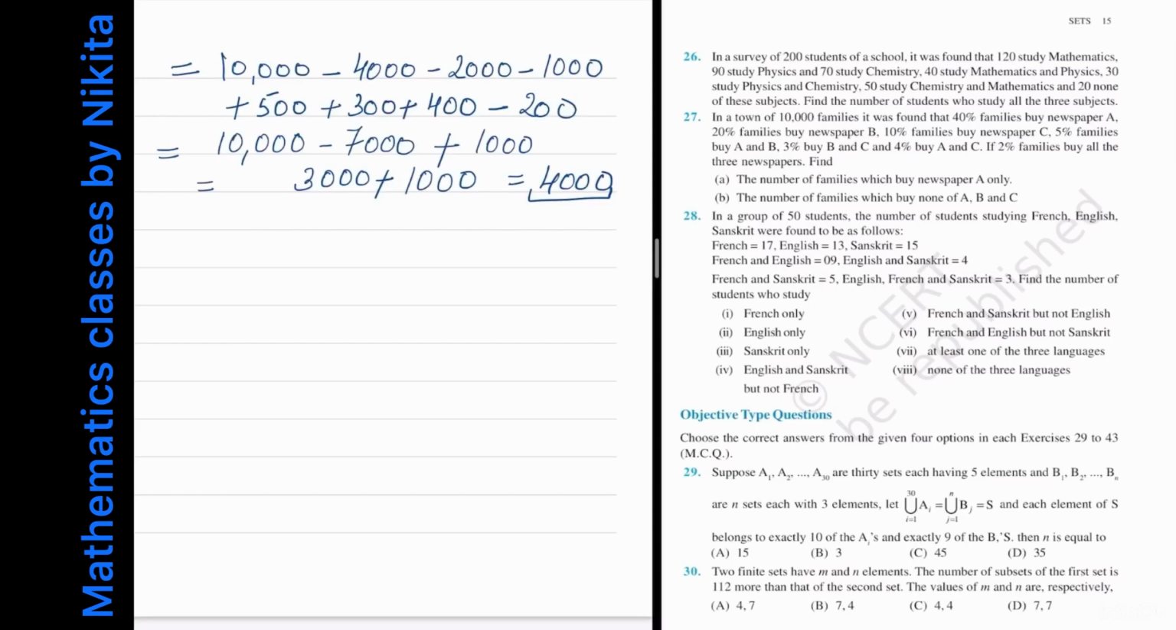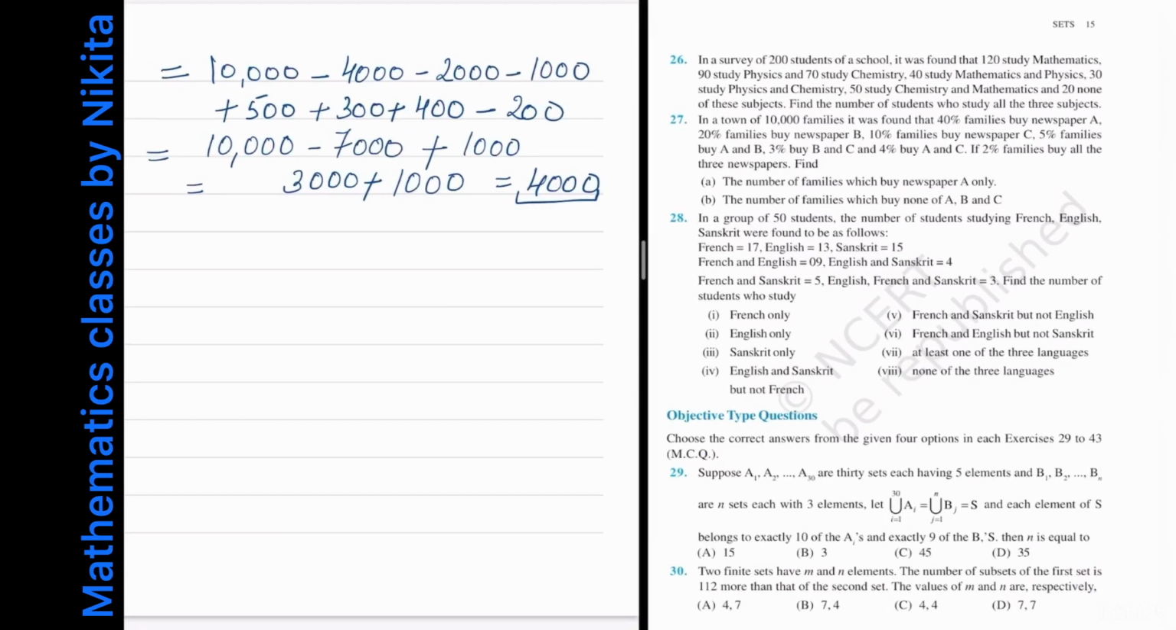Okay, now let's do question number 28. Question number 28 says, in a group of 50 students, the number of students studying French, English and Sanskrit were found to be as follows: French 17, English 13, Sanskrit 15, French and English 9, English and Sanskrit 4, French and Sanskrit 5, English, French and Sanskrit is equal to 3. Find the number of students who study: French only, English only, Sanskrit only, English and Sanskrit but not French, French and Sanskrit but not English. So like this you have to find all the quantities.